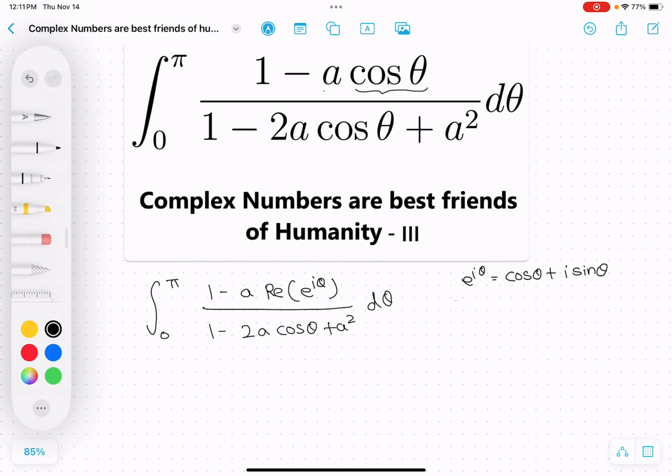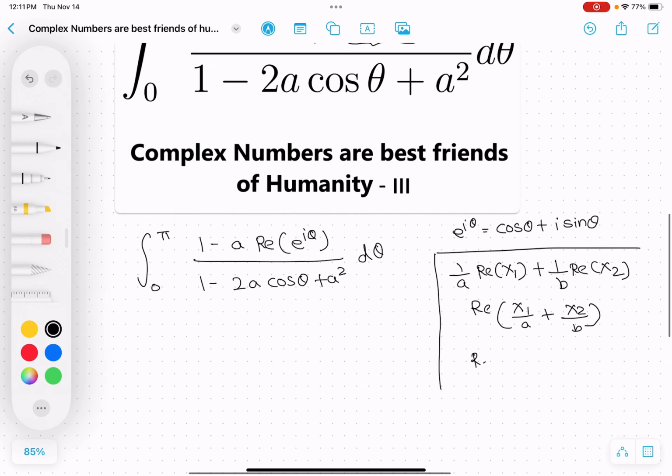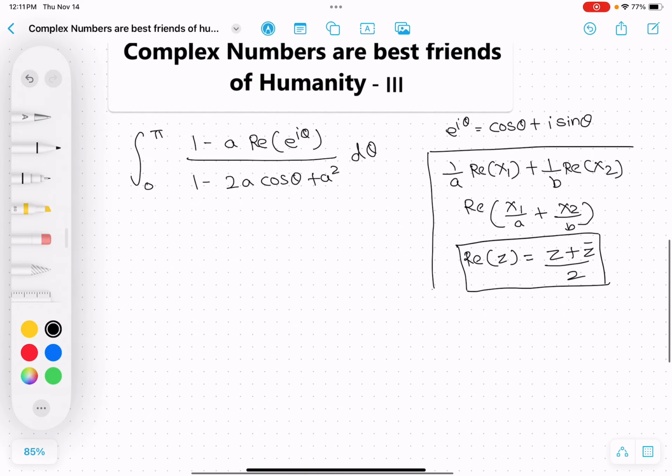Now I'll explain why I can take this a inside. The real part function: if I have 1 by a times the real part of x1, which is a complex number, plus 1 by b times the real part of x2, this will be the same as the real part of x1 by a plus the real part of x2 by b. You can verify this using the fact that the real part of a complex number z is just the sum of z and its conjugate divided by 2. Using this definition, you can try to prove this on your own. But also note that the real part is linear and you can do such operations.